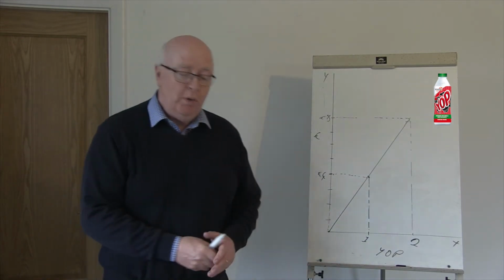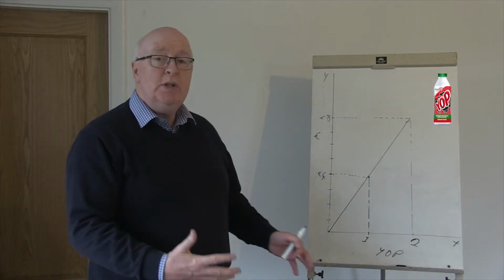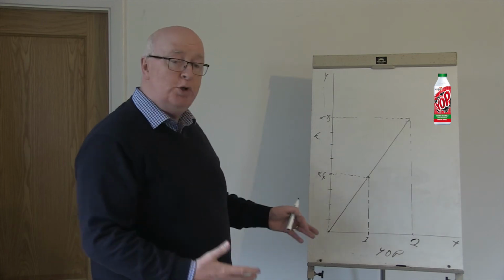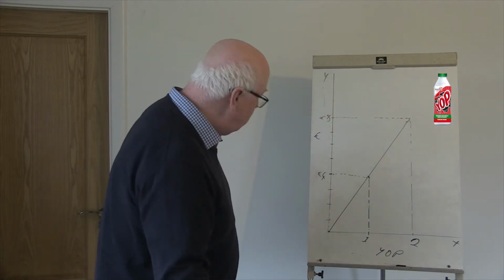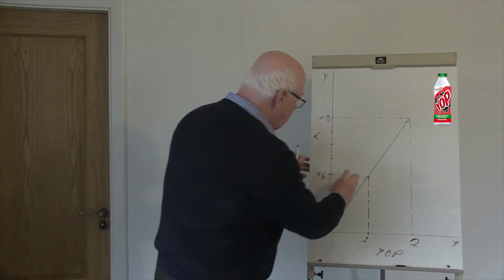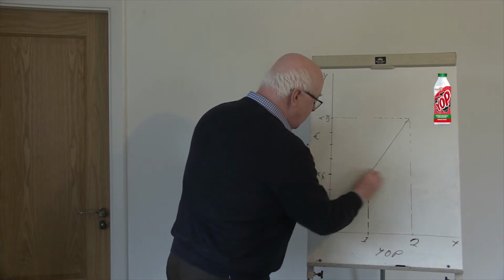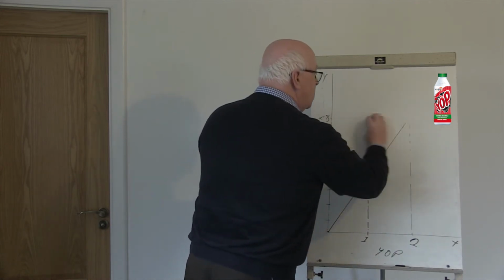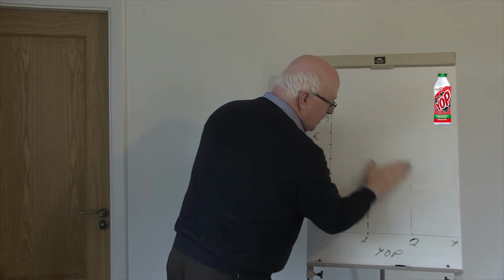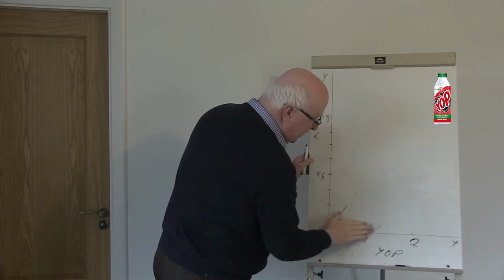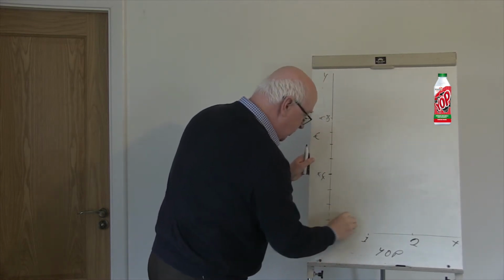Now I want to show you a few examples where we wouldn't have a directly proportional graph. And I want to show you how that would happen. So we'll just take away this. This is the directly proportional one. And now we're going to look at a graph that's not directly proportional.